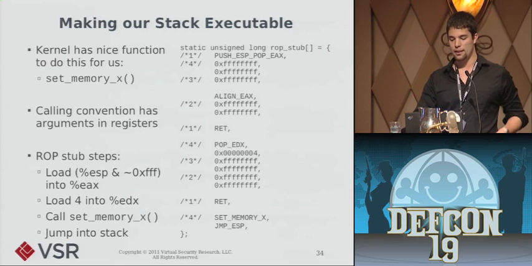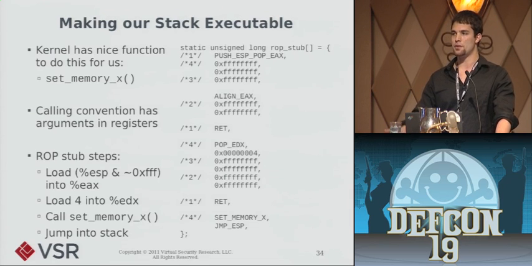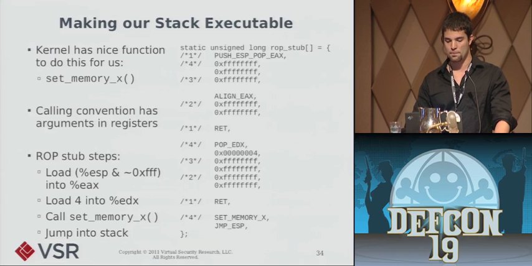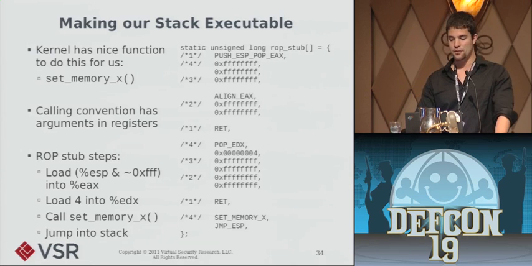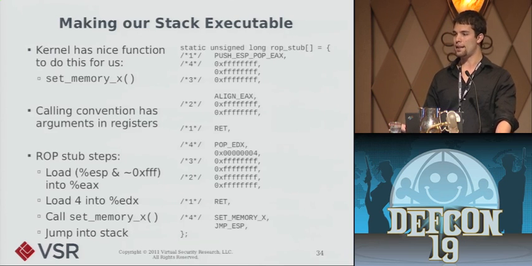So what the ROP stub does is first, we load the stack pointer, which points into the stack that we want to mark executable, into the EAX register, because that's the first argument register to this function. We'll align it to a page boundary, because set_memory_x will cry a little bit if you don't have things page aligned. Then I just chose arbitrarily, let's mark 4 pages from that point, into our second argument register, which is EDX. Return into set_memory_x, which is just going to mark the soft IRQ stack executable, and from that point we can just return into a jump ESP instruction, at which point execution will jump into the soft IRQ stack and start running our code.